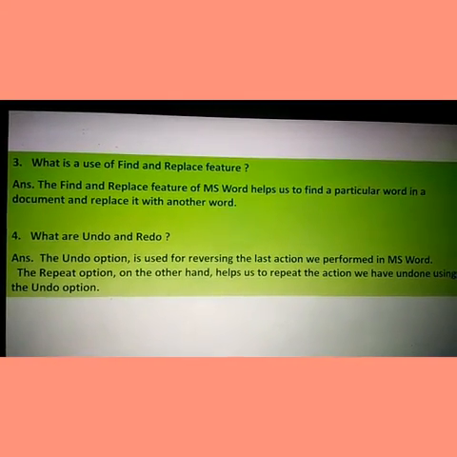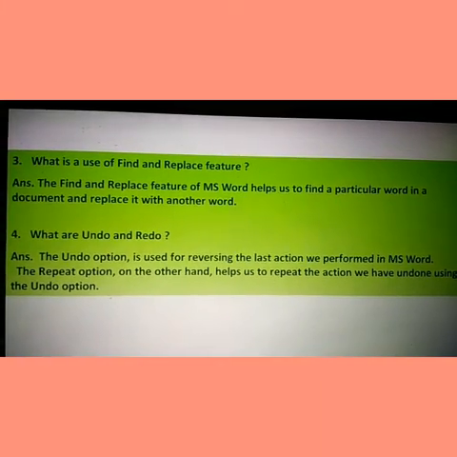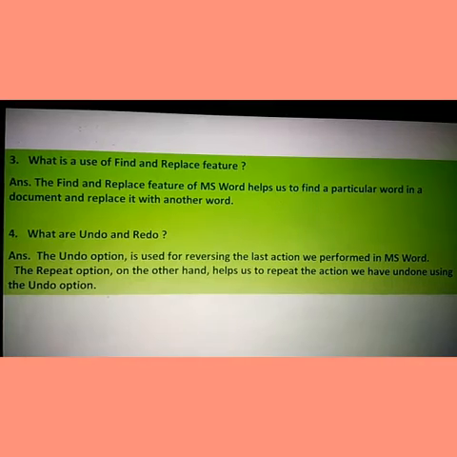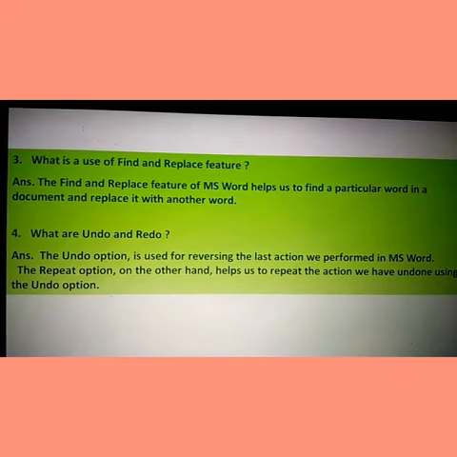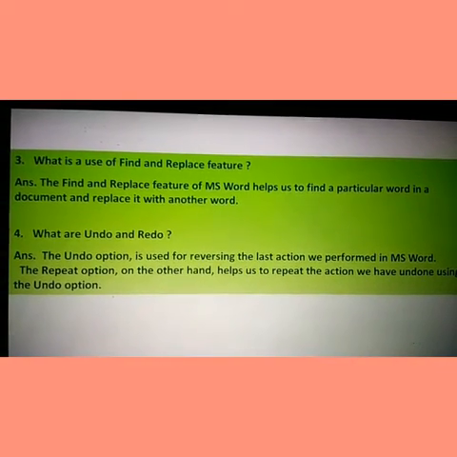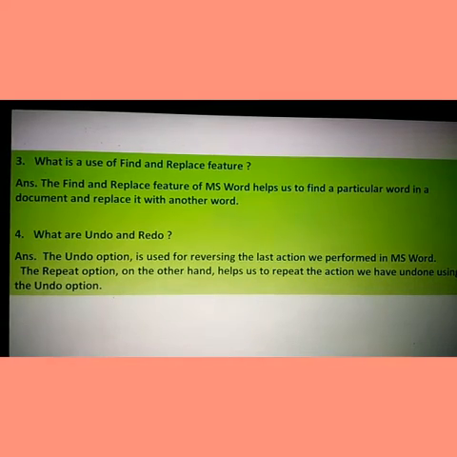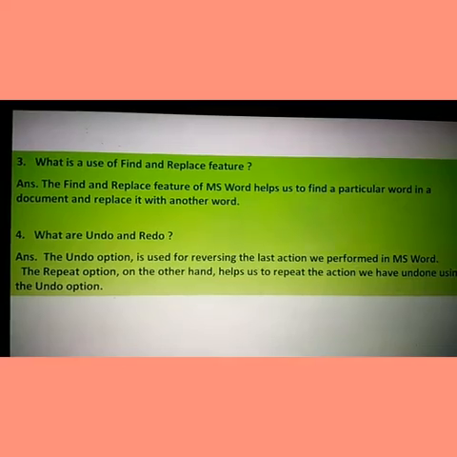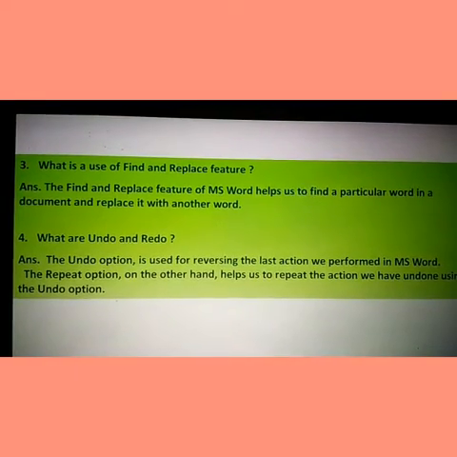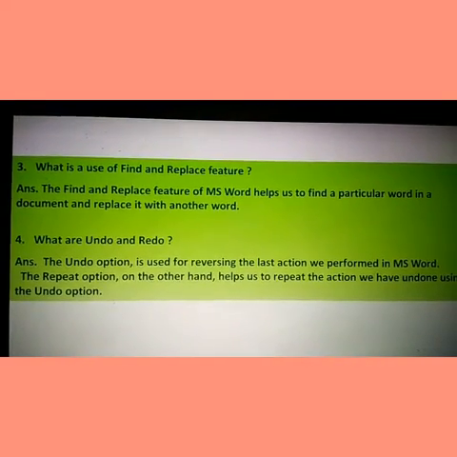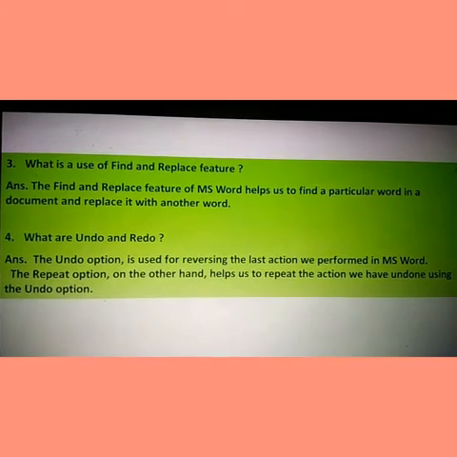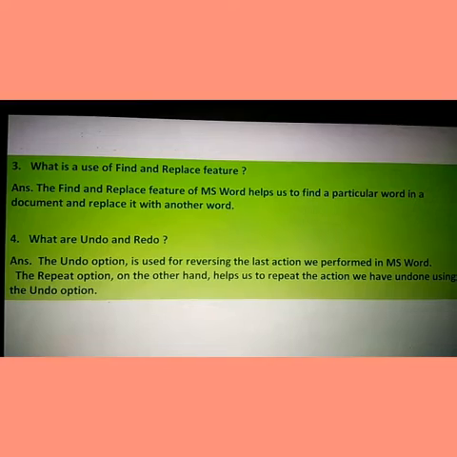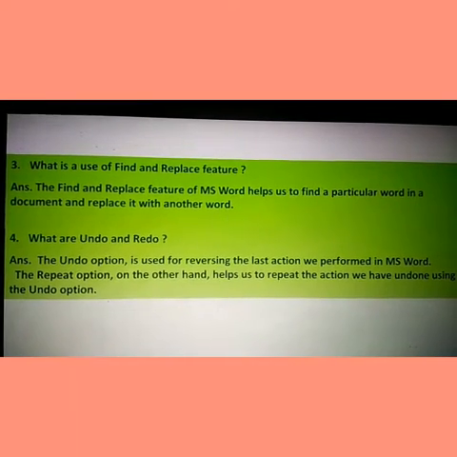Question number 4. What are undo and redo? The undo option is used for reversing the last action we performed in MS Word. The undo shortcut key is Ctrl plus Z. The redo option, on the other hand, helps us repeat the action we have undone using the undo option, and the shortcut key is Ctrl plus Y.